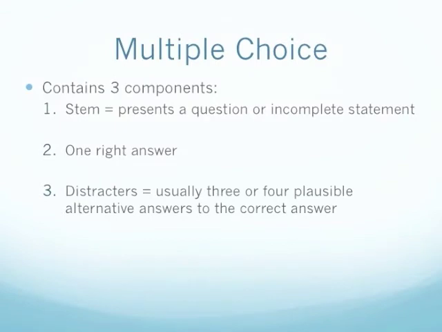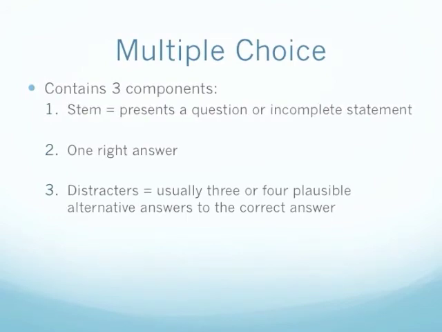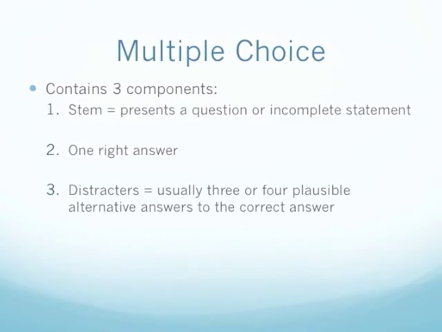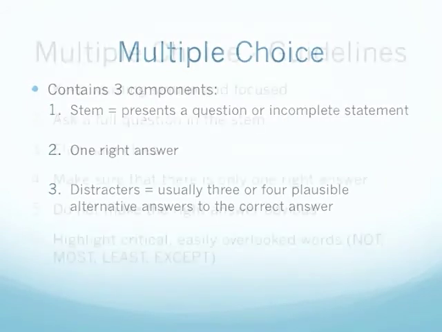And finally, we get to multiple choice questions. These are by far the most common type of selected response test questions that we see. Multiple choice test questions contain 3 different parts. The first part is the stem, which is the statement or the question that you want students to think about. Then they contain the right answer, and then there are distractors, and those are those alternative answers that you want students to read through in order to pick out the one right answer.